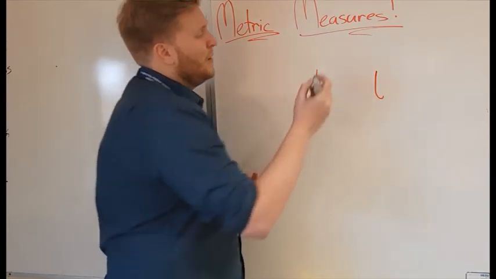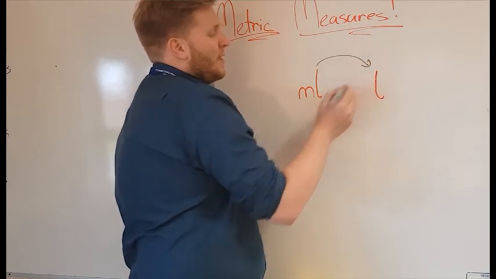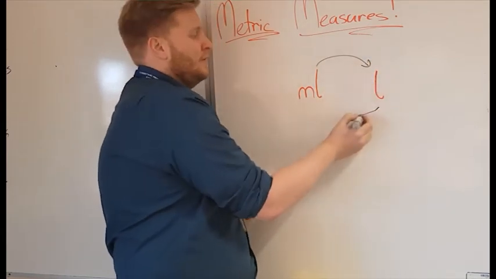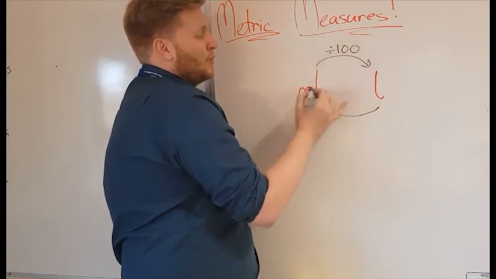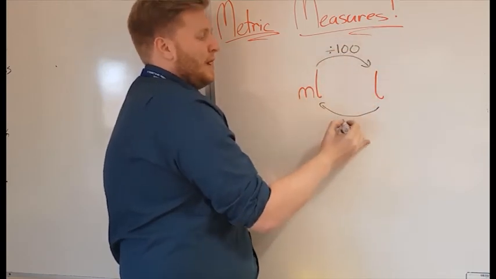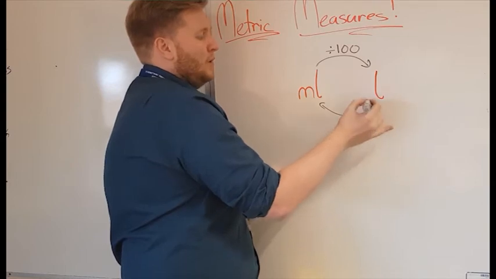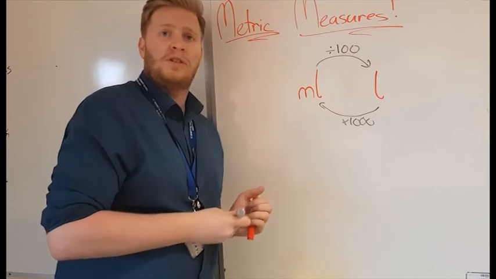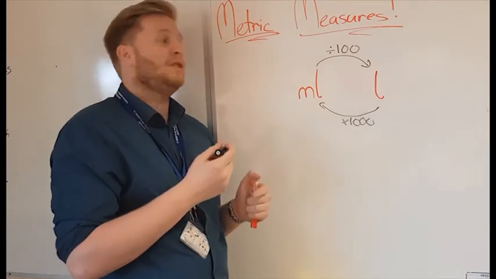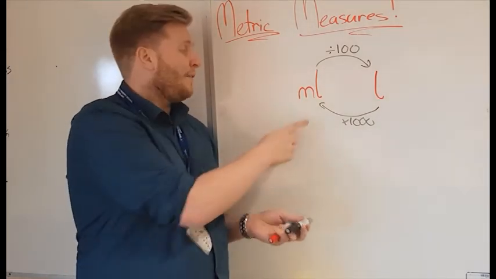And to convert between those ones, there are 1,000 millilitres, okay, in a litre. So to go from millilitre to litre, we divide by 1,000, and to go from litre to millilitre, we times by 1,000, okay?